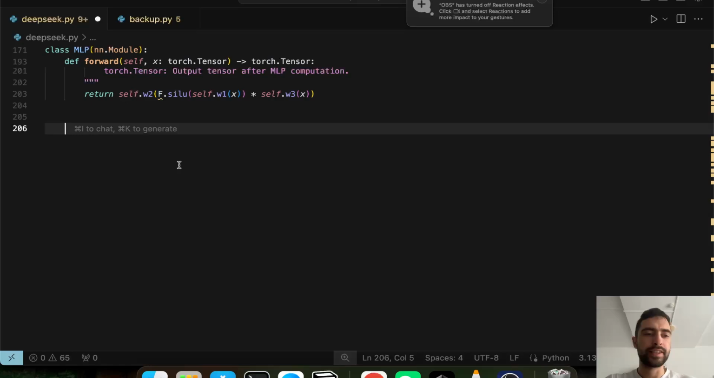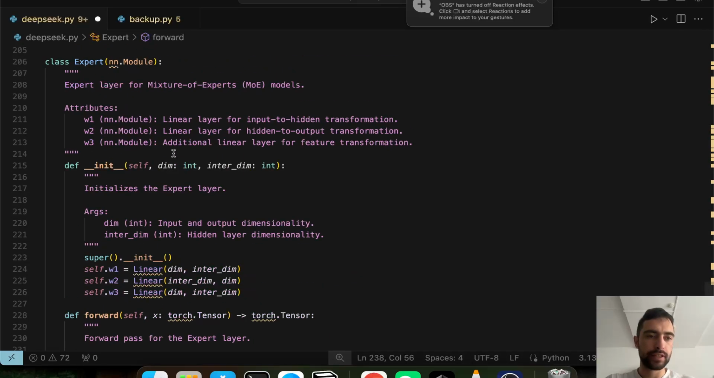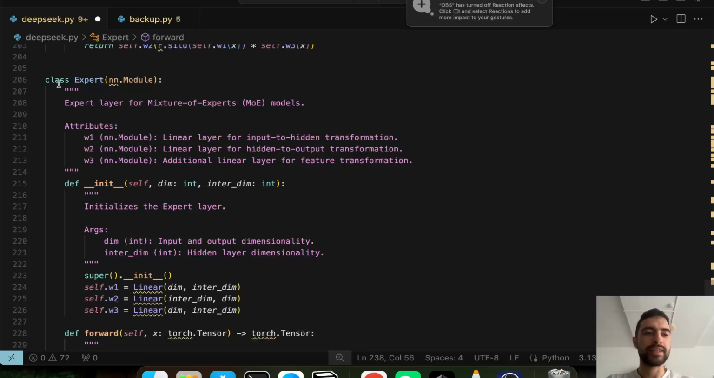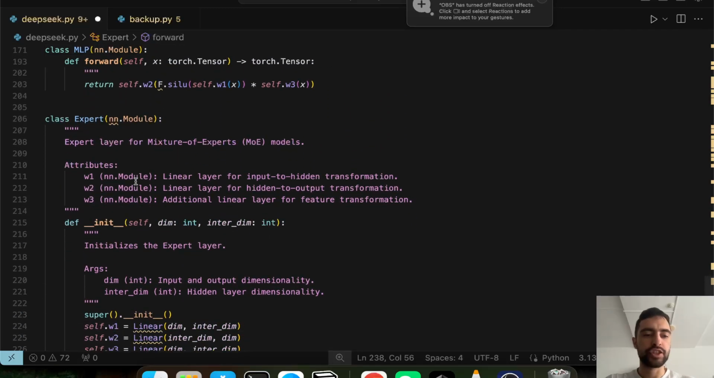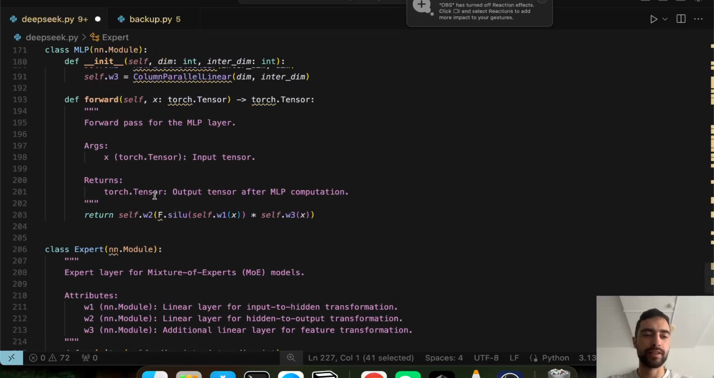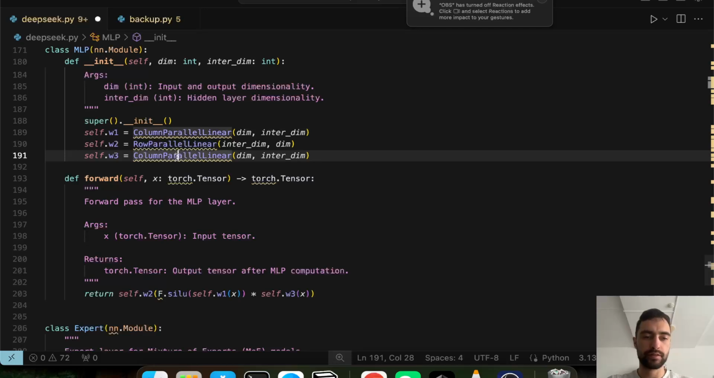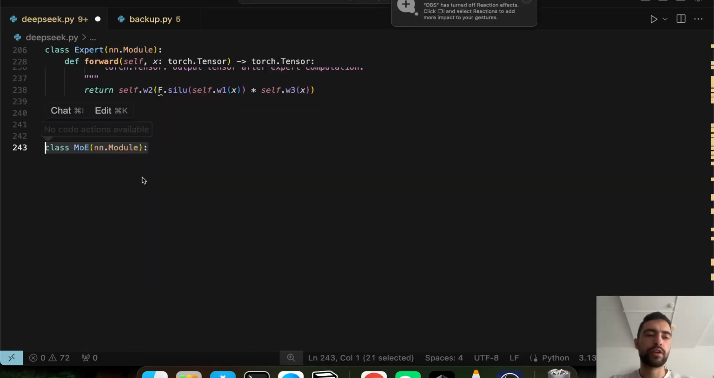Then the expert class, so this is the expert class, is exactly the same as the MLP class. Just one change here: they are not using parallelized linear layers, they are just using linear layers, unlike here. Then we will create the mixture of experts class. Here we will combine the scoring function, MLP, experts, and everything.